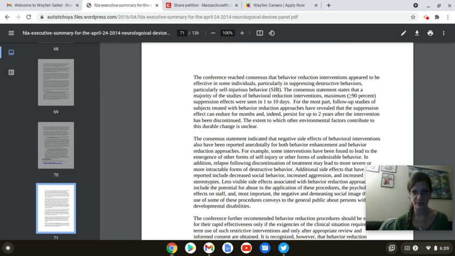The consensus statement states that in the majority of studies of behavioral reduction interventions, maximum 90% suppression effects were seen in 1 to 10 days. For the most part, follow-up studies of the subjects treated with behavior reduction approaches have revealed that suppression effect can endure for months and indeed persist up to 2 years after the intervention has been discontinued. The extent to which other environmental factors contribute to this durable change is unclear.